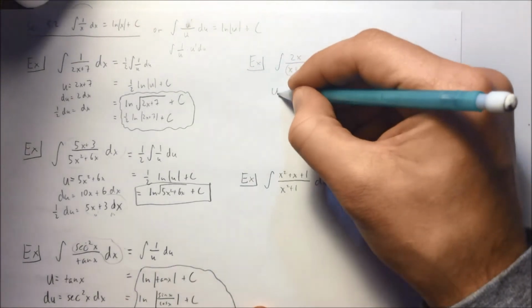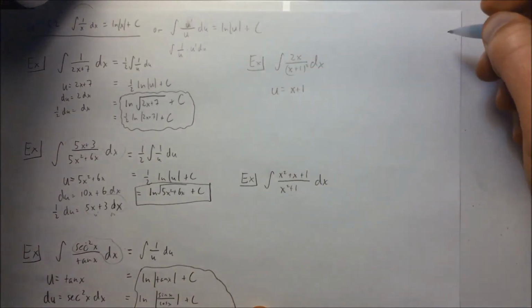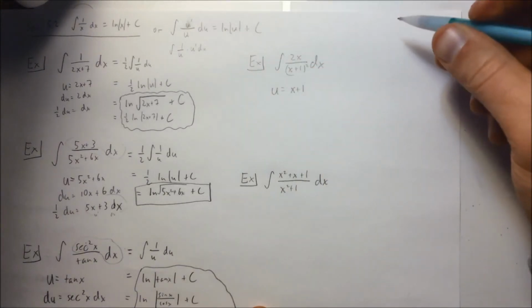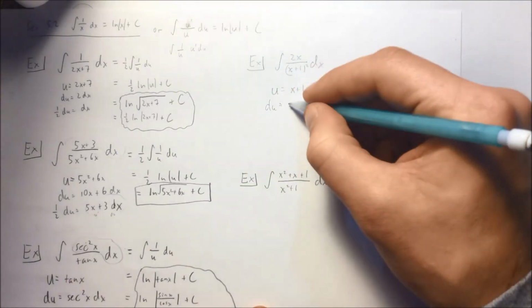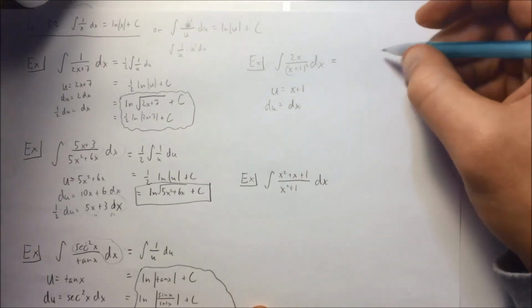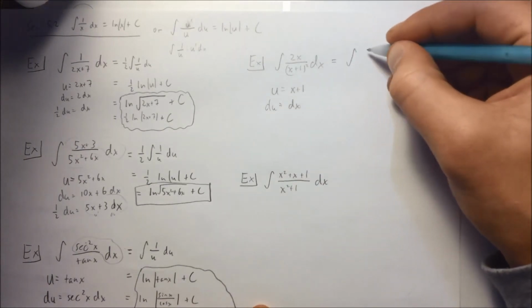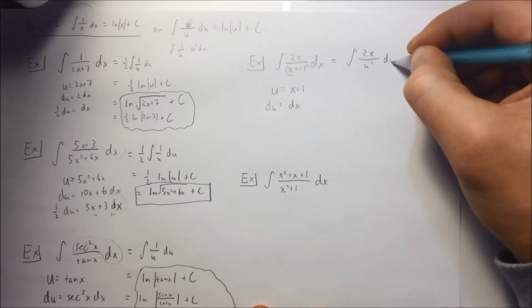Well, u is going to be x plus 1. And you may say, why are you making u x plus 1, Mr. Kuhne? Well, I'll show you why. Du is equal to just dx. So this becomes the integral of 2x over u squared du.